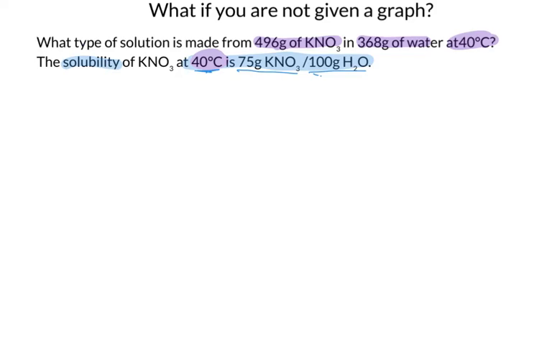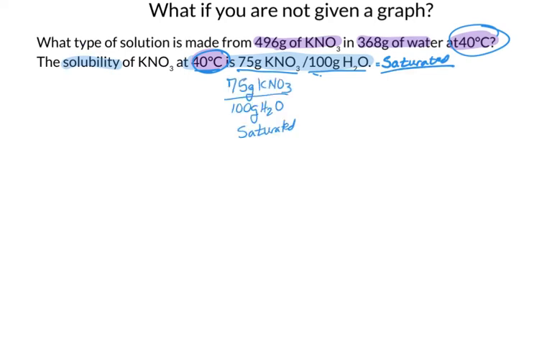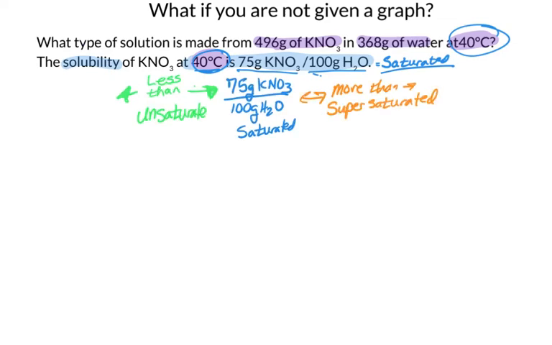Now obviously there's a lot of numbers there and it might be a little confusing. The main thing we need to know is that the temperatures we're looking at are the same, 40 degrees Celsius for both of these, and that the saturated solution is going to be if there's 75 grams of KNO3 per 100 grams of water. That's what the solubility tells us. If we have less than that ratio, then it's going to be unsaturated. If we have more than 75 grams of KNO3 for 100 grams of water, it's going to be a supersaturated solution. So we're going to find out what the ratio is if there were 100 grams of water, just like we did in the previous questions, and then we can see what type of solution we have.